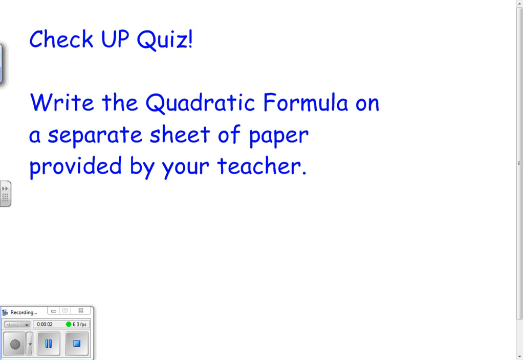Please find a half sheet of paper, write the quadratic formula on it with your name, and hand it in as a pop quiz.